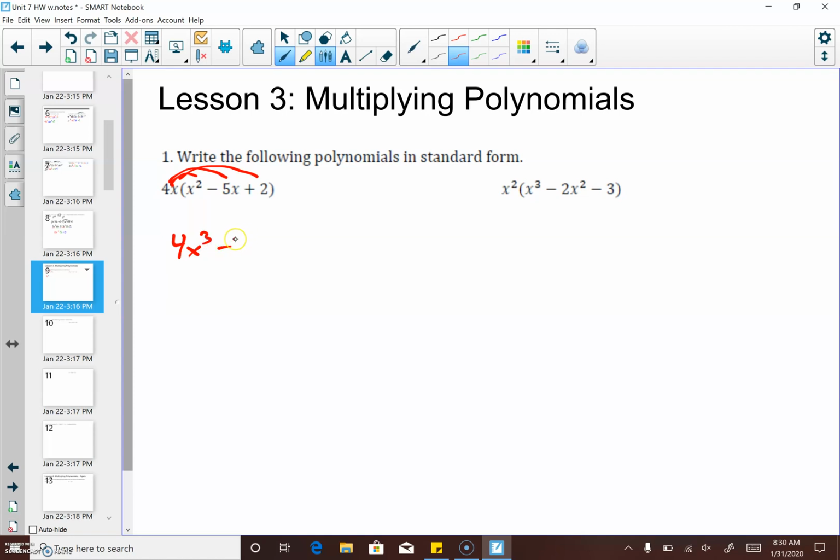Minus 4 times 5 is 20. X times x gives us x squared. And then plus 4 times 2 is 8. And there is no x, so then we're going to have an x put on the back there.